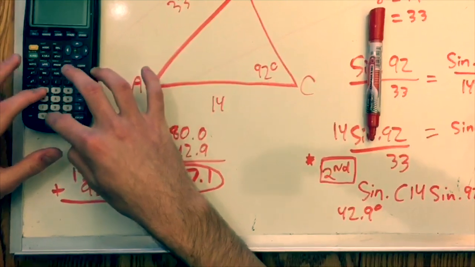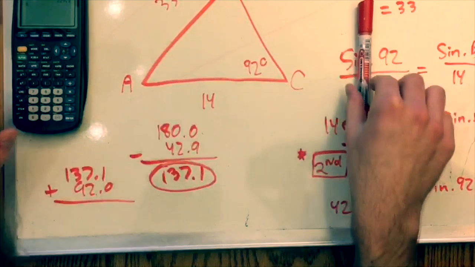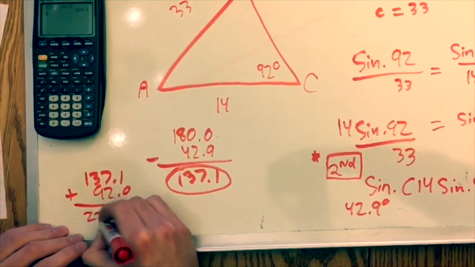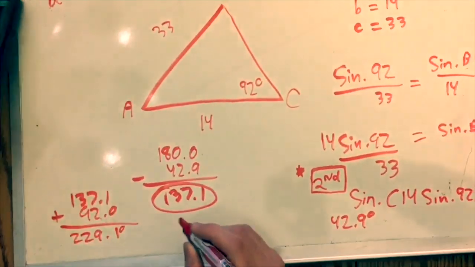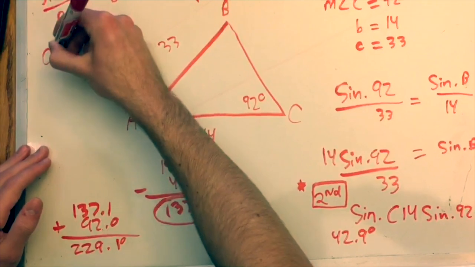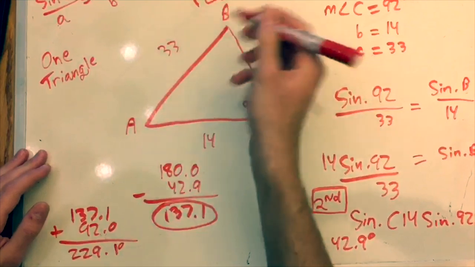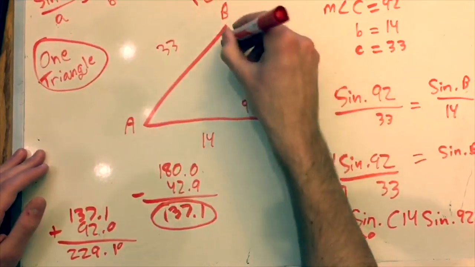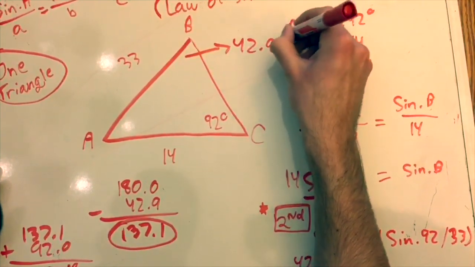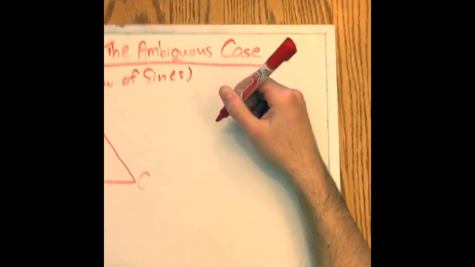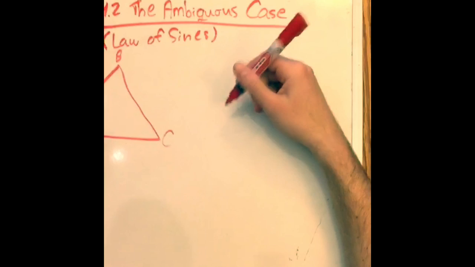So I'm just going to do this out. And 229.1. So therefore, we would get one triangle in the first problem, with angle B standing as 42.9. That's it. Alright, so now I'm going to give you an example of a two triangle problem where two triangles exist in this equation.